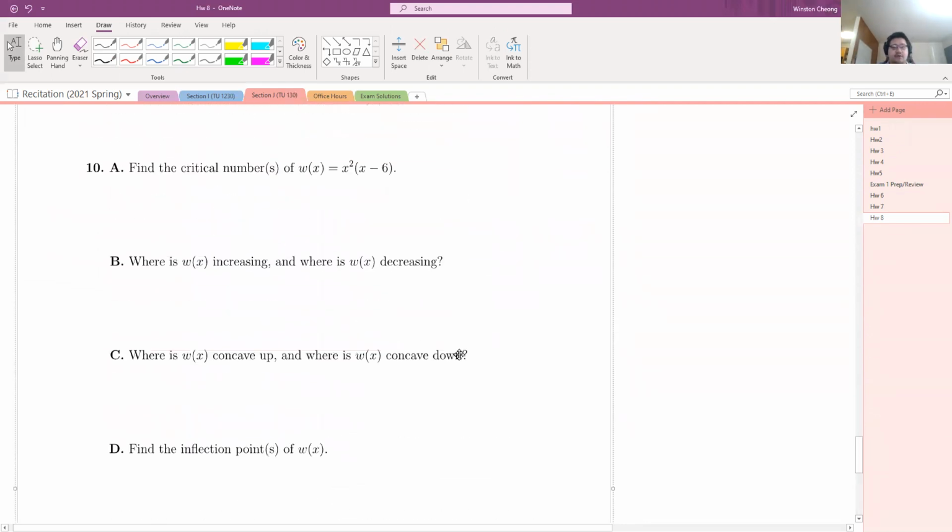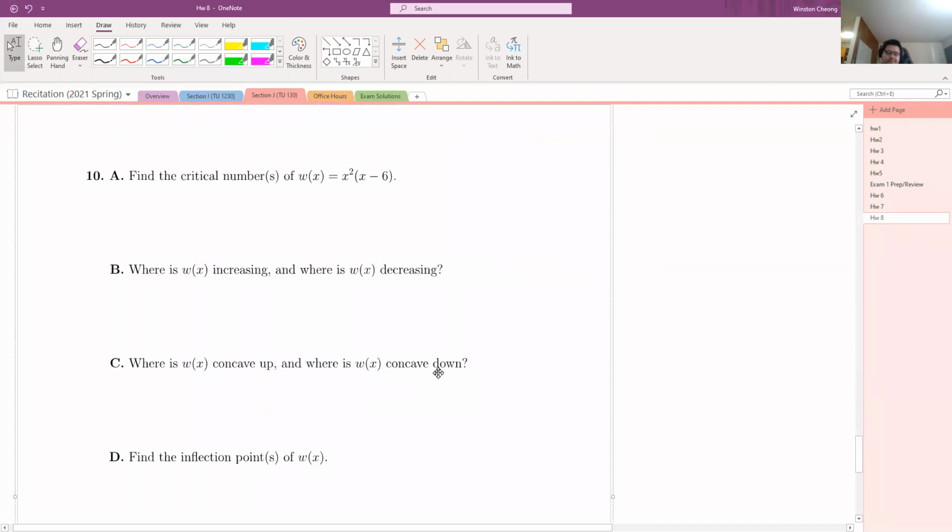Last we have number 10. So number 10 is basically a single problem that falls into the category of what we call curve sketching. So the idea is that for curve sketching, we're given a function and we want to gather as much data as possible on that function in order to graph it or sketch it. And the kind of information that we would typically gather.